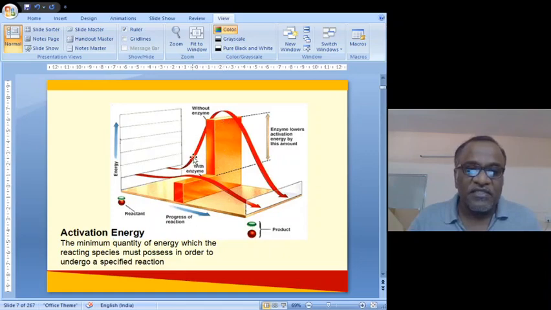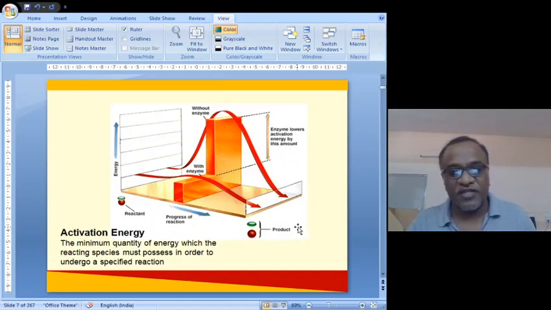This represents the reaction without enzymes, and this represents the reaction with enzymes. If you just look at this bar which denotes the energy level, without the enzyme the reaction requires a lot of energy. In the presence of the enzyme, the energy required is very little. So the interaction between the substrate and the enzyme lowers the energy of activation. Activation energy is lowered, that means less energy is required for the reaction to happen, and immediately the product is formed. This speeds up the reaction too.